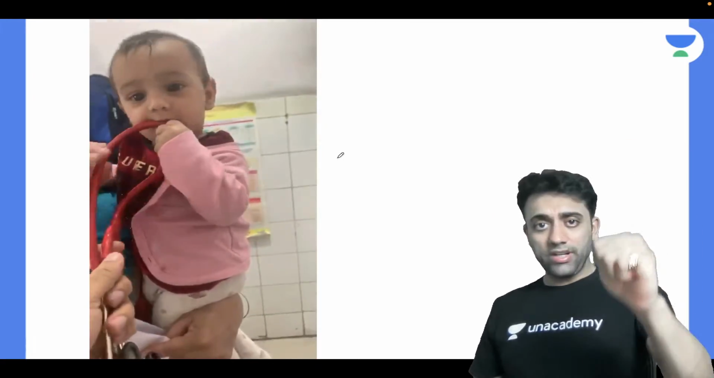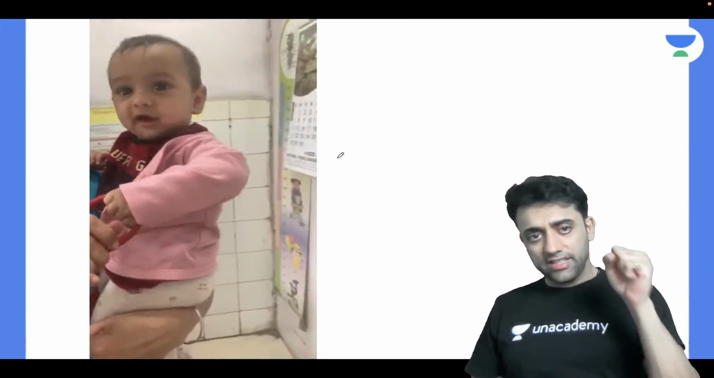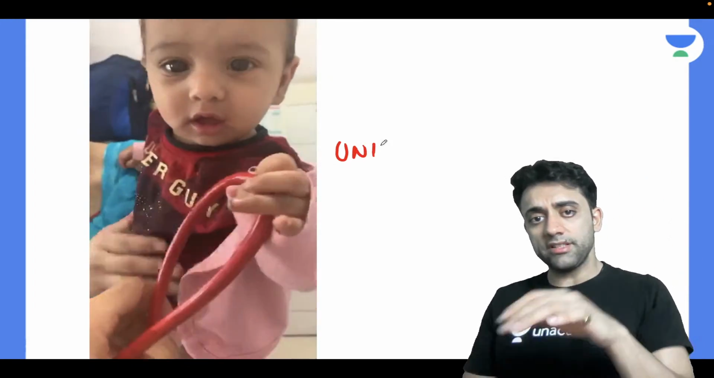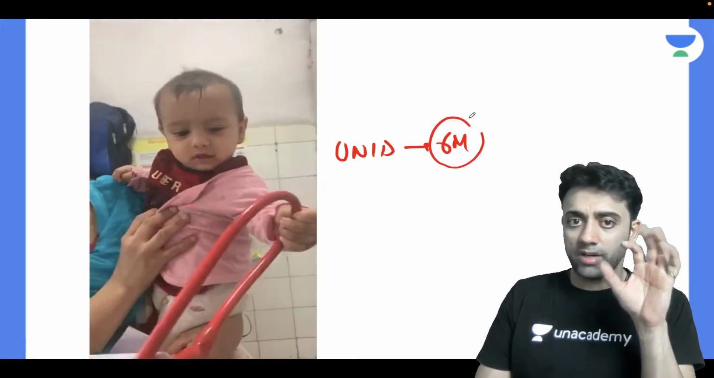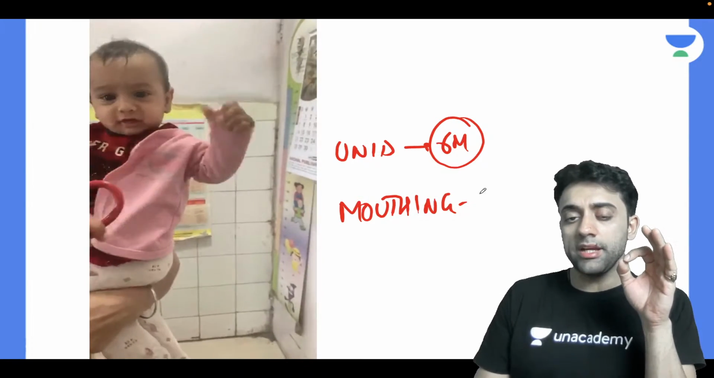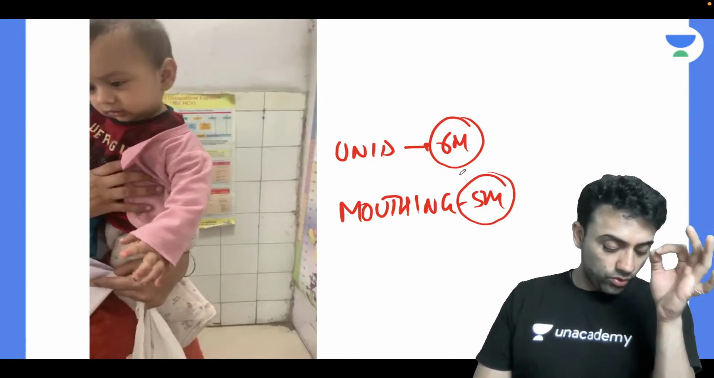So what is this milestone? This is nothing but, can we see a unidextrous approach? Yes or no? He's holding something with one hand. Unidextrous approach comes by 6 months. Number one. Mouthing, whatever you give, he puts in the mouth. Number two, this must be 5 months old. Okay, that you should know.